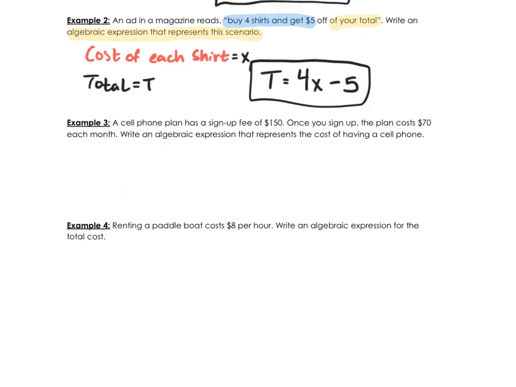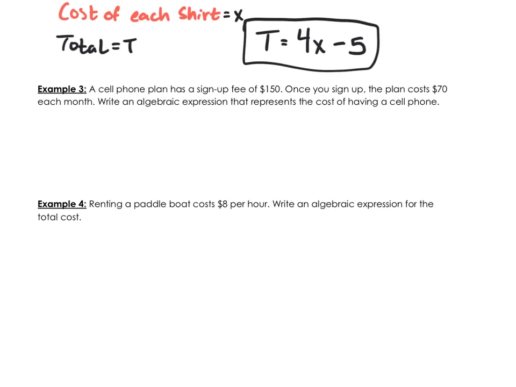Let's continue on. We got 2 more examples to look at. This next one: a cell phone plan has a sign-up fee of $150. Once you sign up, the plan costs $70 each month. Write an algebraic expression that represents the cost of having a cell phone. So what do we want? We want an algebraic expression that represents the cost of having a cell phone.